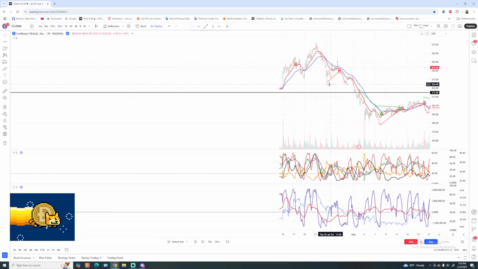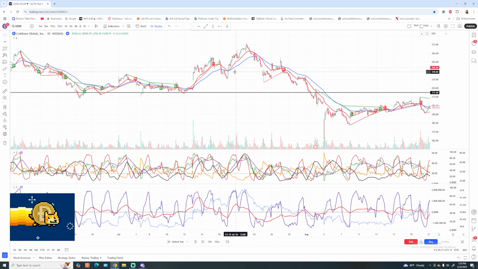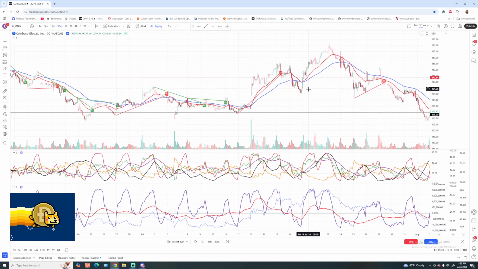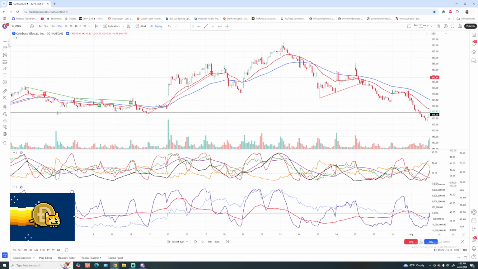Okay, here are the other intersections. And remember this red line right here and this blue line. The red is the 20-day moving average. The blue line's the 50-day moving average. So I use those intersections, which is like right here.